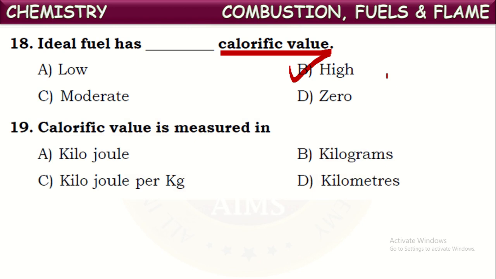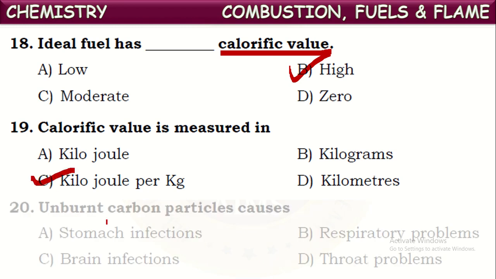Next one. The calorific value is measured in. We said here that calorific value means the amount of heat energy released per kg of fuel when completely burnt. So we know energy is generally measured in kilojoules. So we are telling this as an amount of energy released per kg. Now what will be the units for this? Kilojoules per kg. These are the units of calorific value.